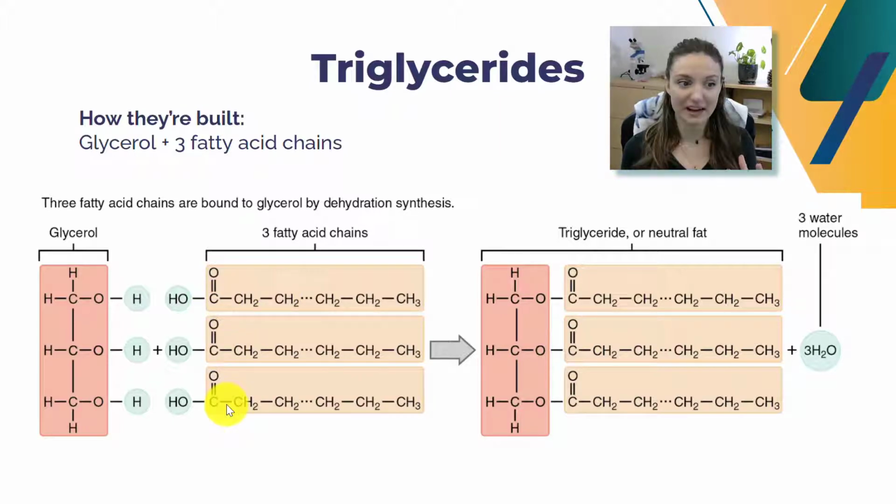So 1, 2, 3 fatty acid chains are attached to the 1, 2, 3 hydroxyl groups of the glycerol through dehydration synthesis. Dehydration synthesis: a hydrogen and a hydroxyl group create a water molecule. So when it's all said and done, a triglyceride has this glycerol backbone with 1, 2, 3 fatty acid chains coming off of it. And because the majority of this molecule is composed of these fatty acid chains, which are carbon-hydrogen, carbon-hydrogen, that's very nonpolar, so this is very hydrophobic.